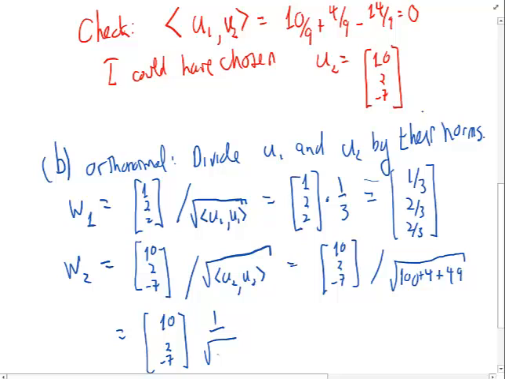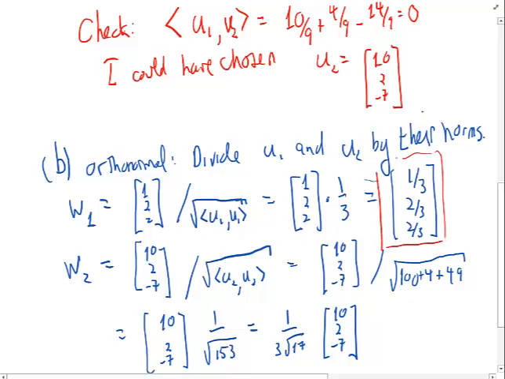Times 1 over the square root of 153. And I believe that's divisible by 9, so I think that turns out to be 1 over 3 square root of 17. You can check that. I think that's correct, times 10, 2, minus 7. All right, so my two orthonormal vectors are this one, this is my W1, and then this is my W2. Okay, that's it.